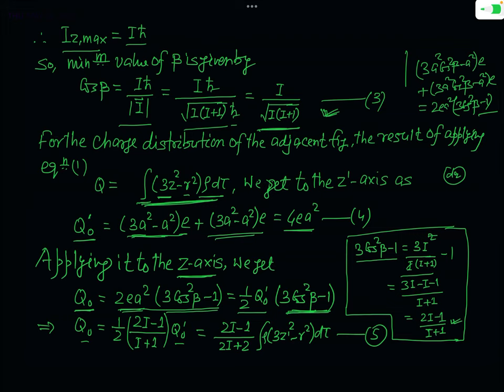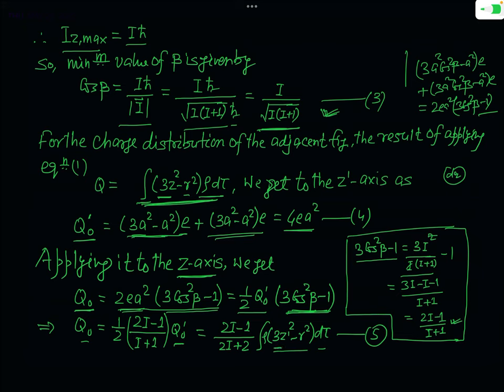Again, instead of this Q naught, you may write the integral rho 3 z prime square minus r square times d tau. You can write it, okay, because Q naught prime is actually the quadrupole moment about the z prime axis, that is the spin axis. So here z has been replaced by z prime.